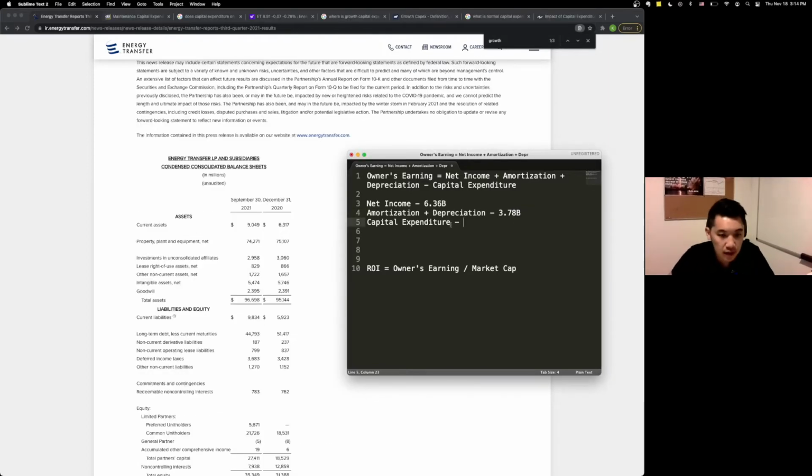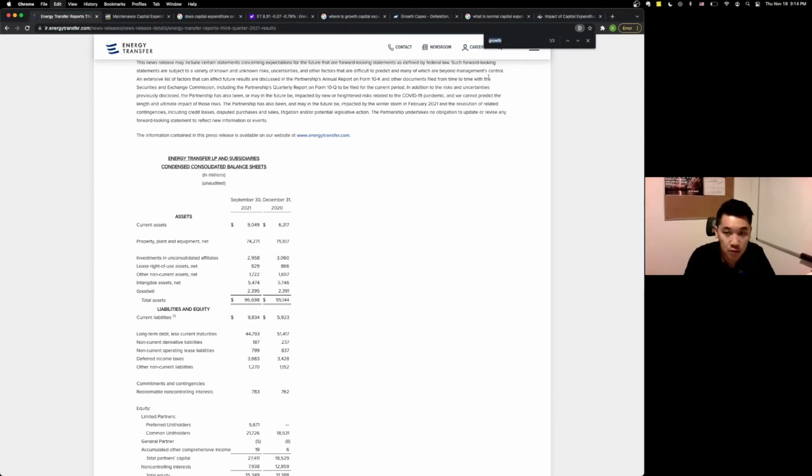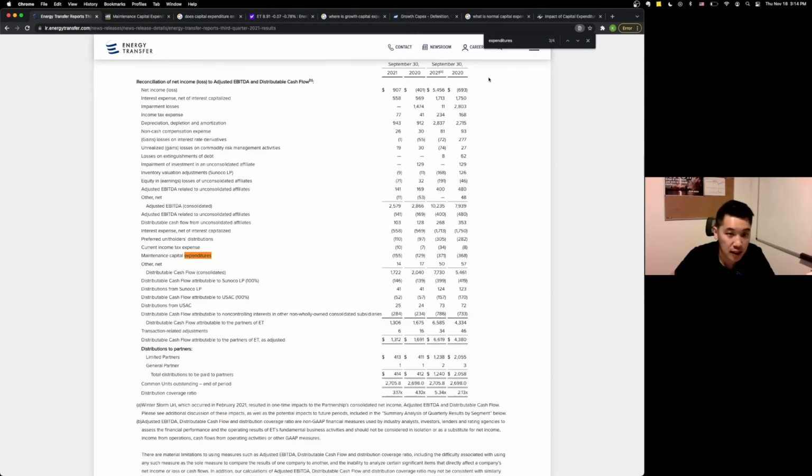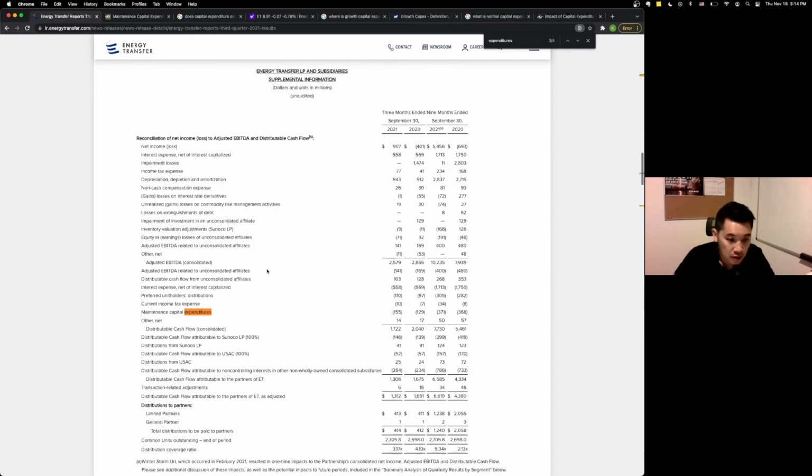Now let's take a look at capital expenditure. For that, we would just need to search for expenditure in here. It's usually in the cash flow statement. You see here the nine months ending in September, Q3, is $371 million. But note this is maintenance capital expenditure, and there's also growth capital expenditure. So let's make a note of that first.